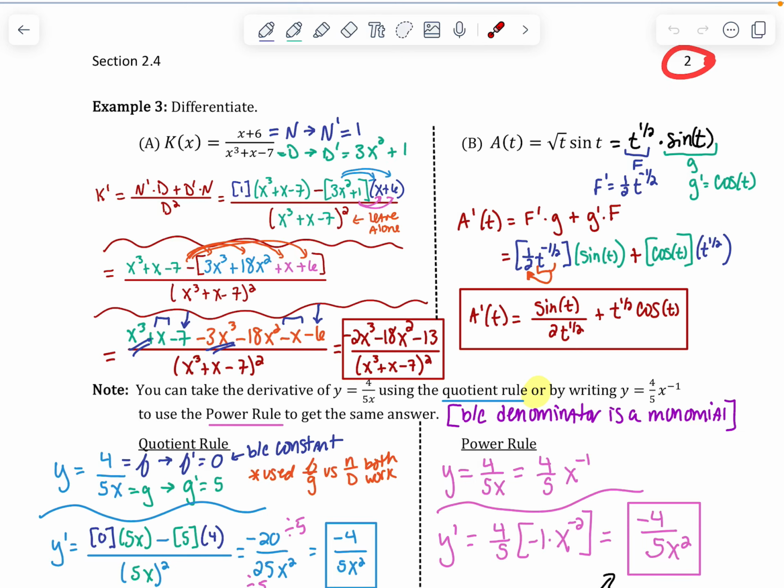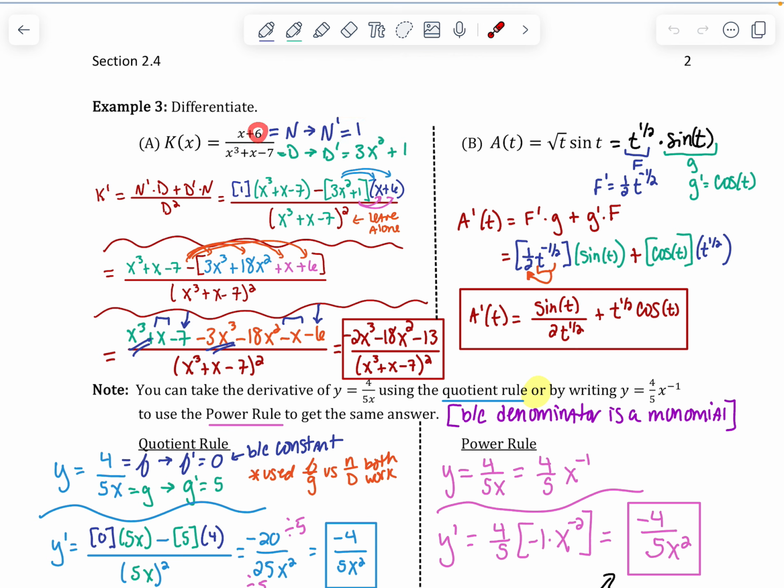Section 2.4, page 2. Let's go ahead and look at a couple more examples where the directions just say to differentiate. They don't tell me to use the product or quotient rule, but when I go to solve problem A, whose input variable is x, I see x in both the numerator and denominator of a function. So I need to think of that numerator as a standalone function whose derivative is just 1, right?